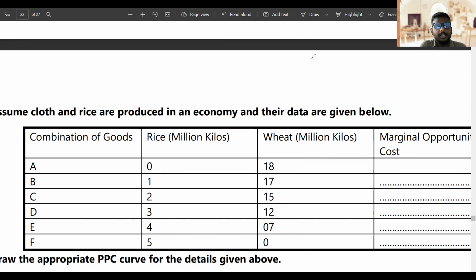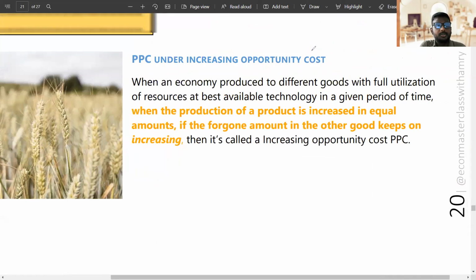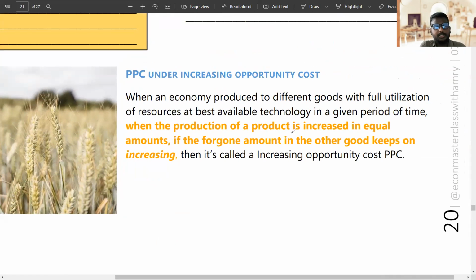So that is the definition you are supposed to give. When the production of a product is increased in equal amounts, if the foregone amount in the other good keeps on increasing, it's called increasing opportunity cost.